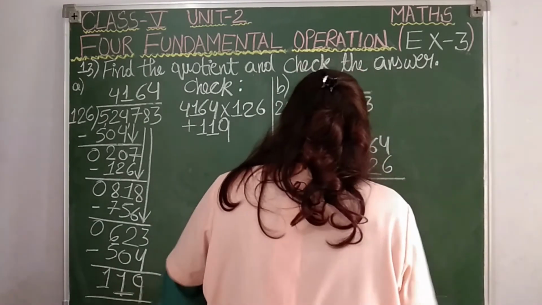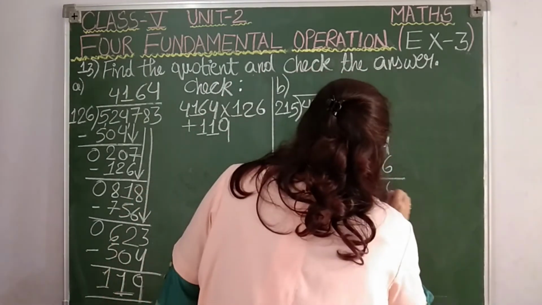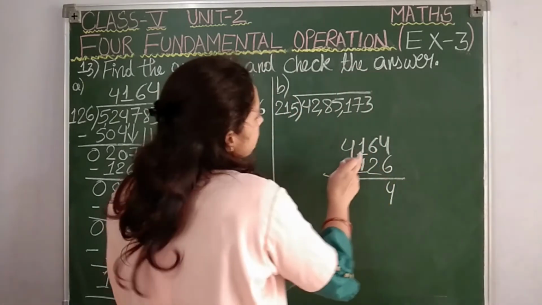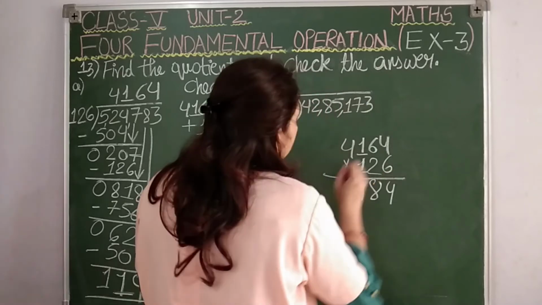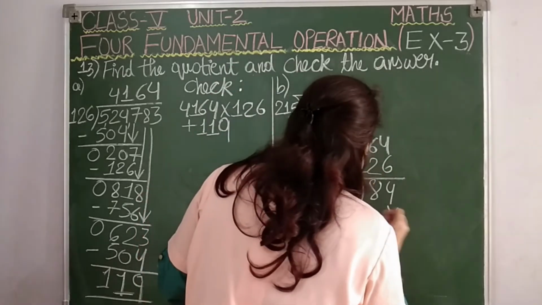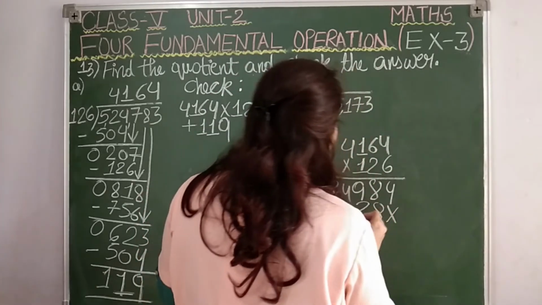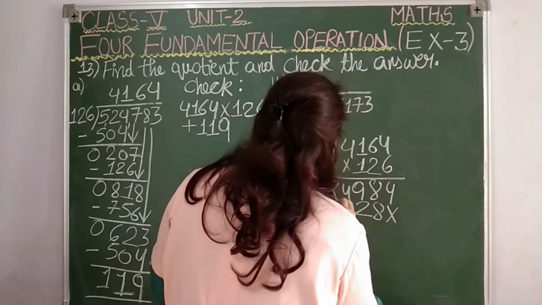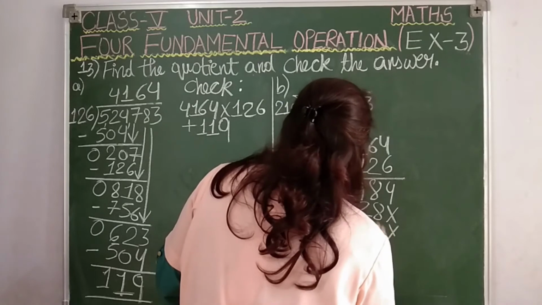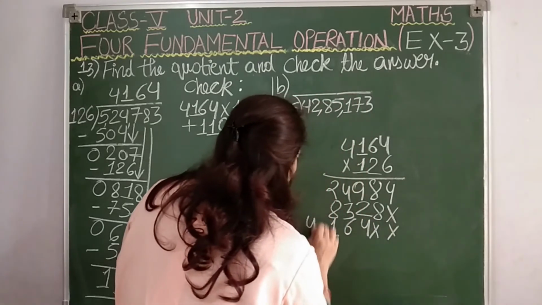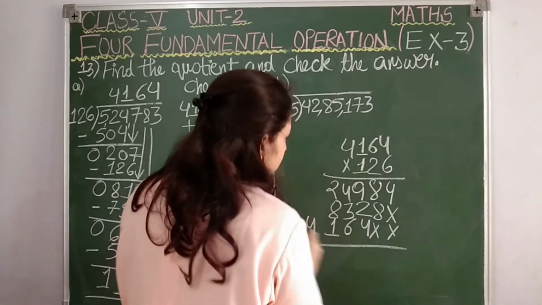Okay, 6 4s are 24, then 6 6s are 36, 37, 38, 3 carry over, 6 1s are 6, 7, 8, 9, 6 4s are 24. Fine. 2 4s are 8, 2 6s are 12, 2 1s are 2, 3, 2 4s are 8. Okay. Then 4, 6, 1, 4. Let us see how much we are getting, students.